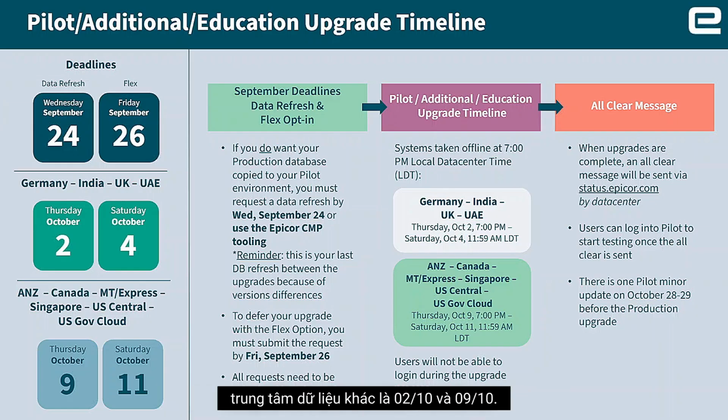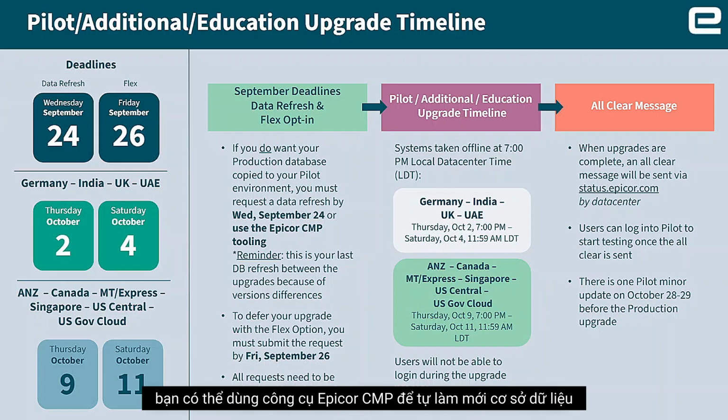Again, the key dates here for the other data centers are October 2nd and October 9th. Again, the refresh is September 24th. However, for the dates listed on the left, if you're in public cloud, you can use the Epicor CMP tool to refresh your own database up to 24 hours before the start of the upgrade. The upgrades will start pilot additionals on those dates, October 2nd, October 9th. They will start at 7 p.m. local data center time. We will release them by Saturday morning, October 4th at 11:59 a.m.